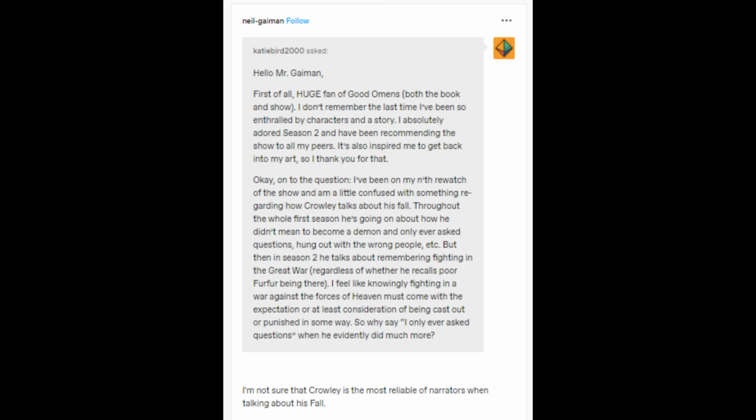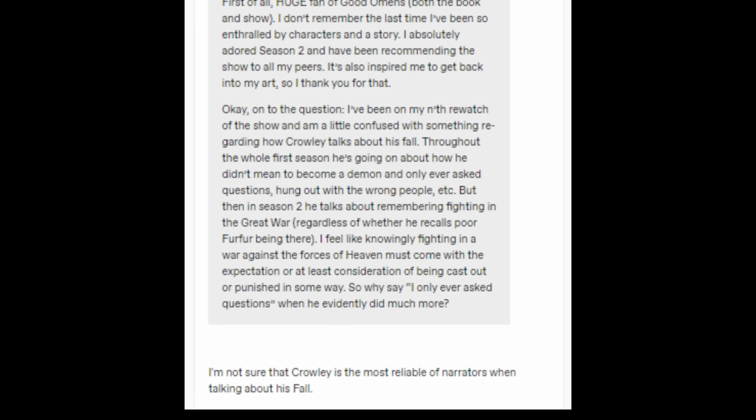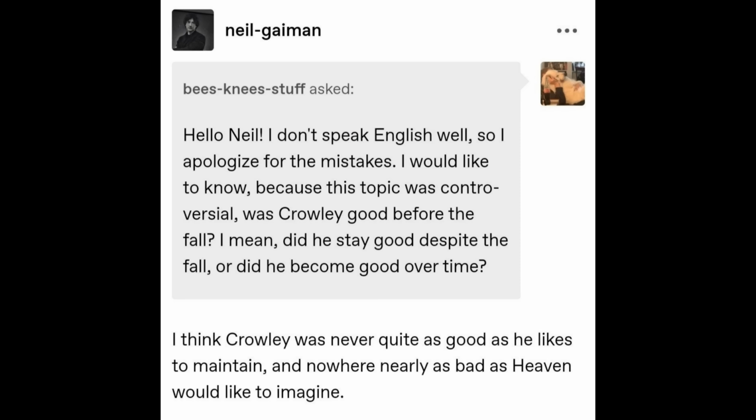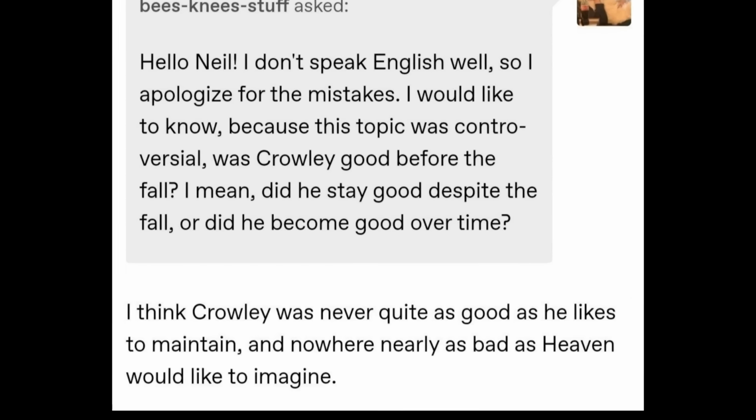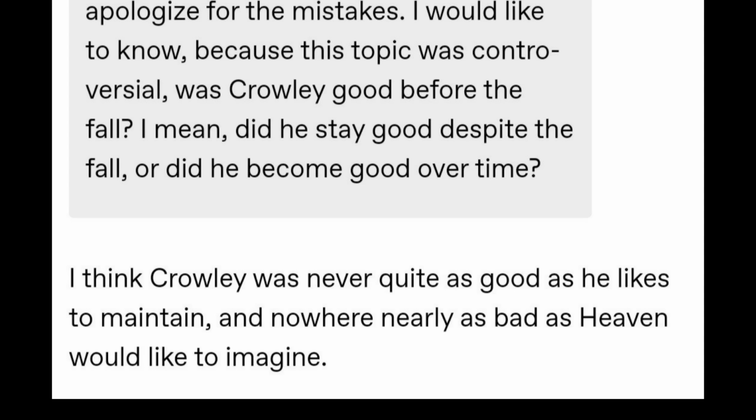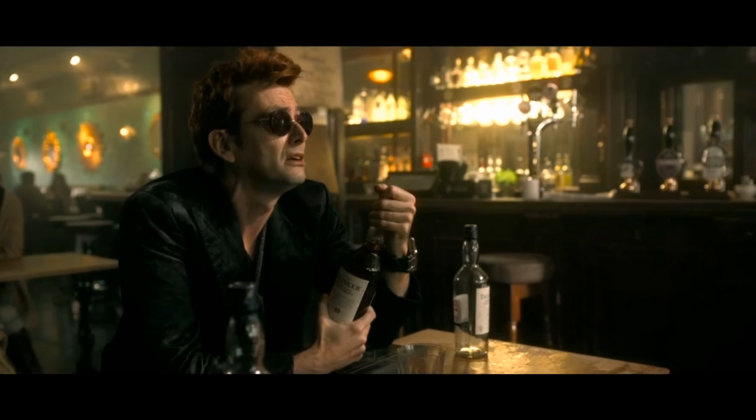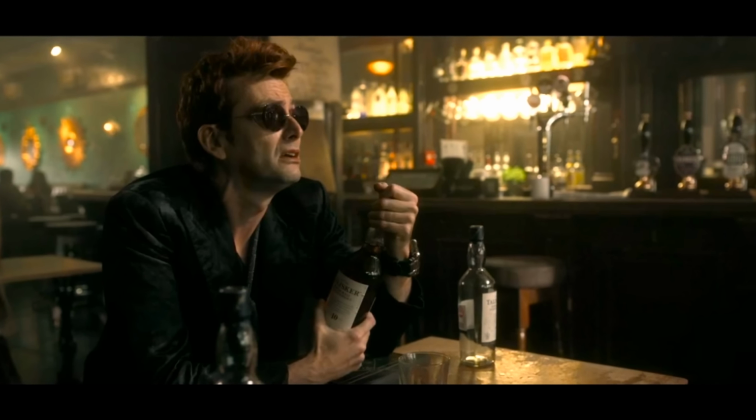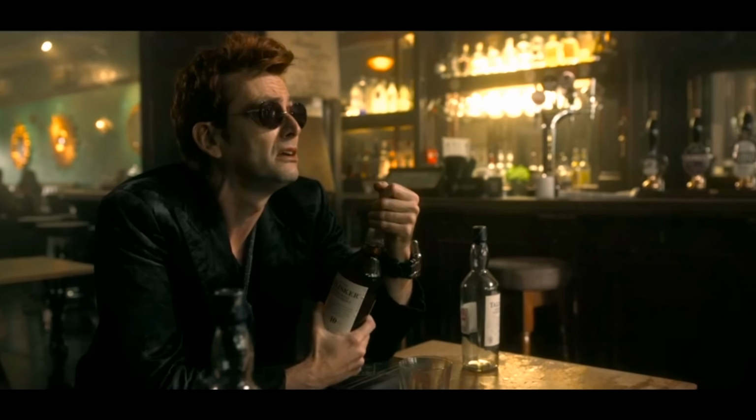Neil has clearly stated that Crowley is not a reliable narrator when it comes to his own fall. When asked by a fan if Crowley was good before the fall, Neil replied, "Not as good as he likes to maintain, and nowhere near as bad as heaven would like to imagine." So from this statement, I think we can deduce that Crowley's comments about his own fall are not outright lies, or even factually incorrect. Just incomplete, and probably played down.